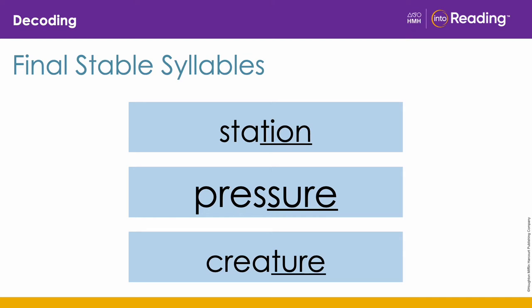The first word is station. The final syllable is T-I-O-N, pronounced shun. The second word is pressure, and the final syllable is S-U-R-E, pronounced sure. The third word is creature, and the final syllable is T-U-R-E, pronounced chur. Let's look at a few more examples with these final syllables.